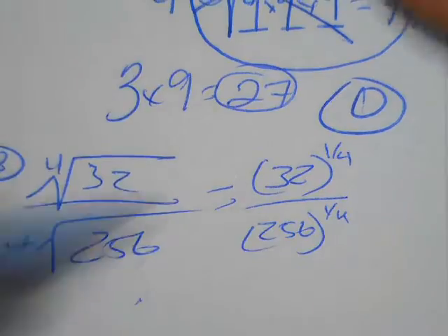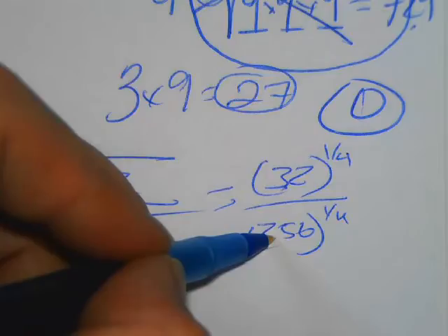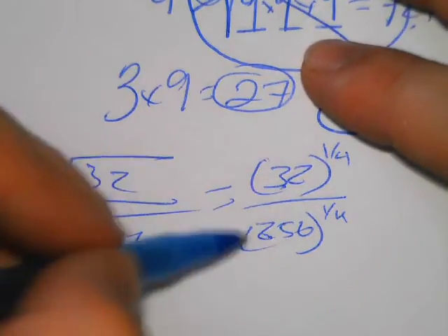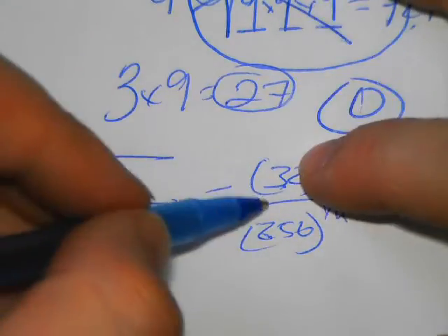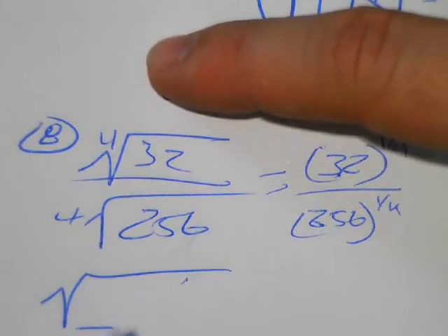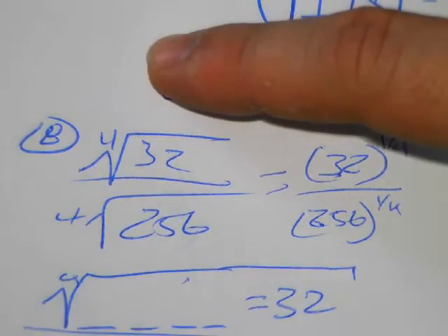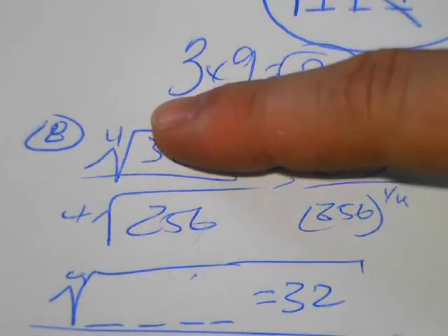It would only work for me if this was 32 and this was 32 or something like that, and I could still get to it. I could probably do that here. I just want to do it a different way because it's going to be a little bit faster for me to think about. I'm looking for something, something, something, something equals 32 divided by something, something, something, something equals 256.